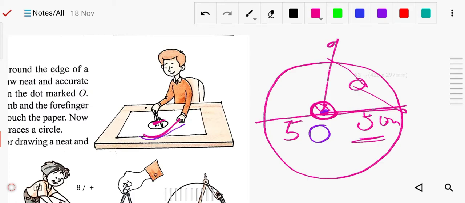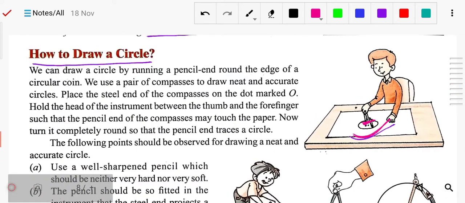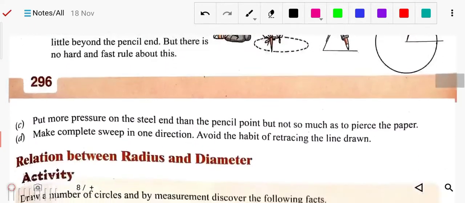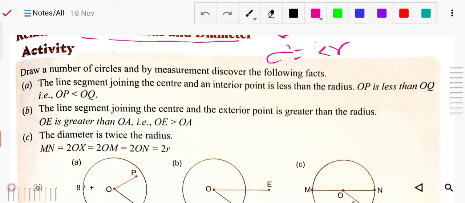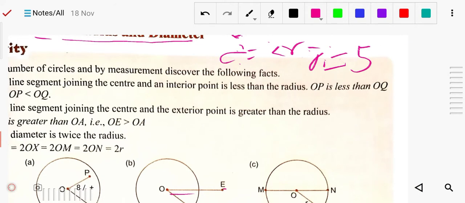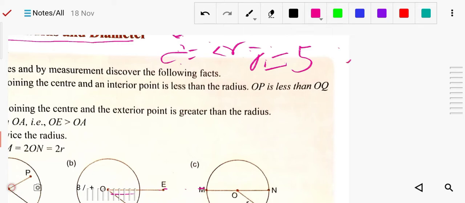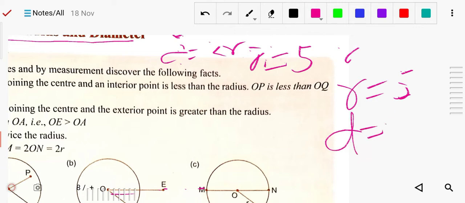Okay, so that's the relation between diameter and radius. So what is the relation? If the radius is r, then the diameter will be 2r. Suppose it is given that the radius is 5 centimeters. Okay, so here I am writing, if the radius is 5 centimeters, your diameter will be 2 times the radius, meaning 2r.